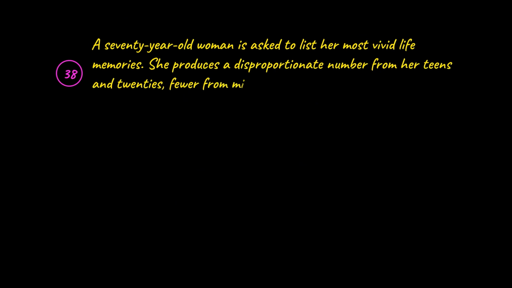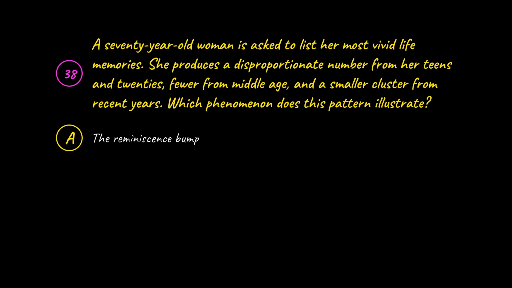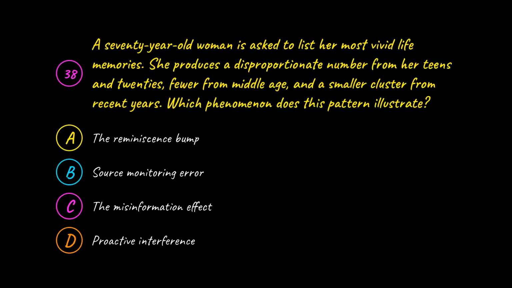Question 38. A 70-year-old woman is asked to list her most vivid life memories. She produces a disproportionate number from her teens and 20s, fewer from middle age, and a smaller cluster from recent years. Which phenomenon does this pattern illustrate? Your options are A. The reminiscence bump, B. Source monitoring error, C. The misinformation effect, D. Proactive interference. Which would you go with? Lock it in before the reveal.